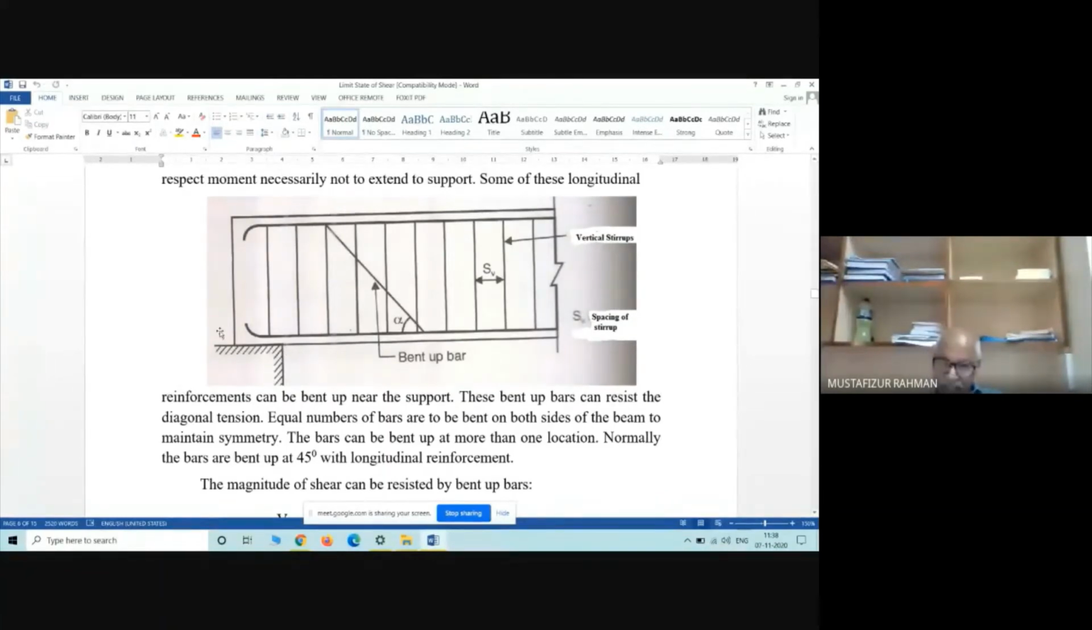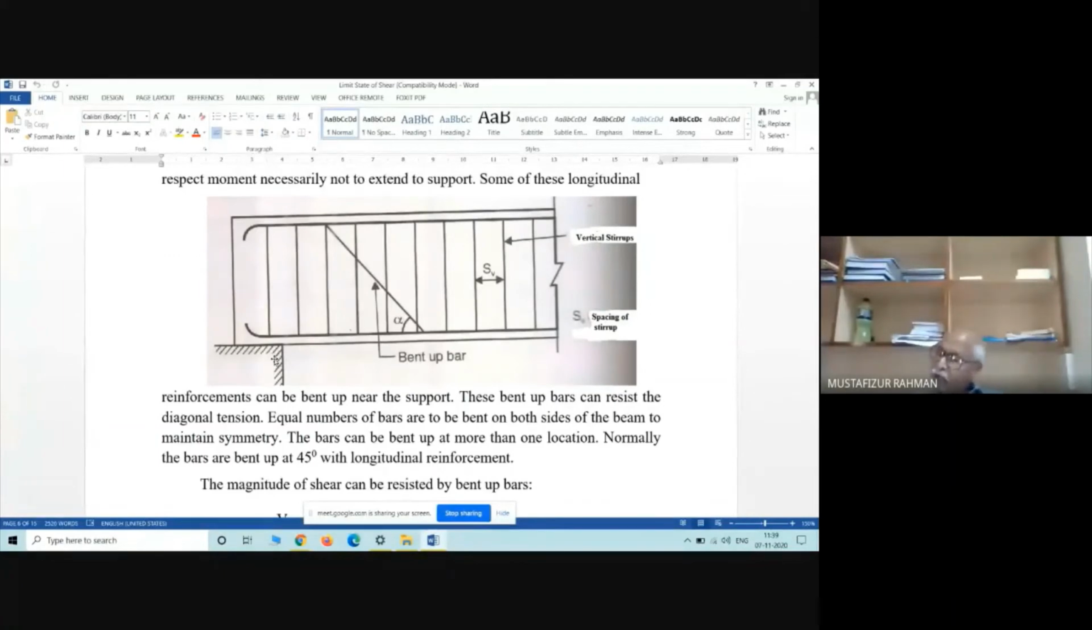Okay. Now this main reinforcement, whatever is available near the support, will give some influence on resisting the shear. We will get to that just now. Okay. Now concrete is also giving this.